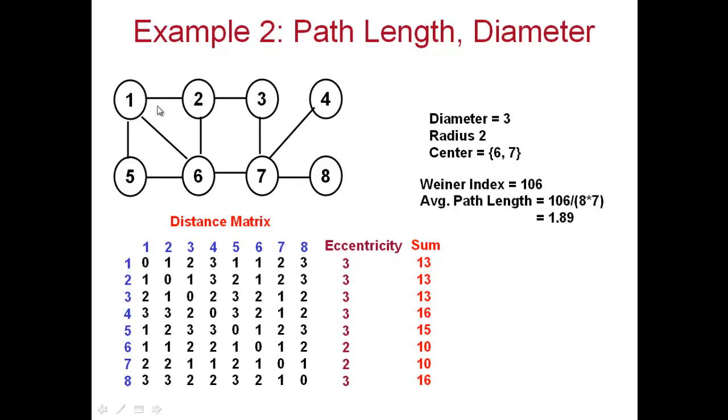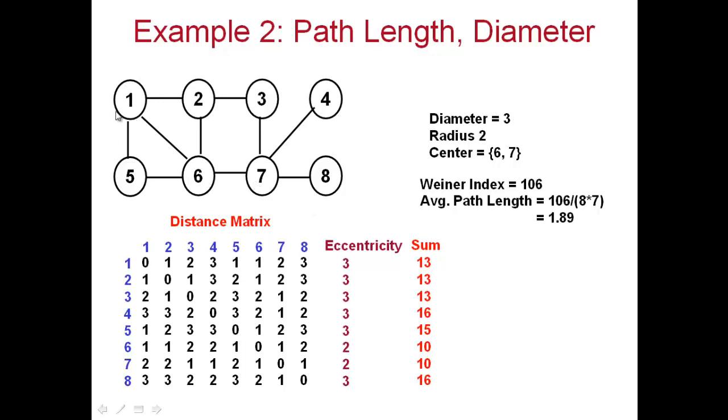From 1 to 2 you have an edge, so that's path length 1. 1 to 3, the shortest path is of length 2. 1 to 4, you can go from 1 to 6, 6 to 7, and 7 to 4, of length 3. 1 to 5 will be length 1, 1 to 6 will be length 1, 1 to 7 is length 2, 1 to 8 is length 3, via 1, 6, 7, 8.